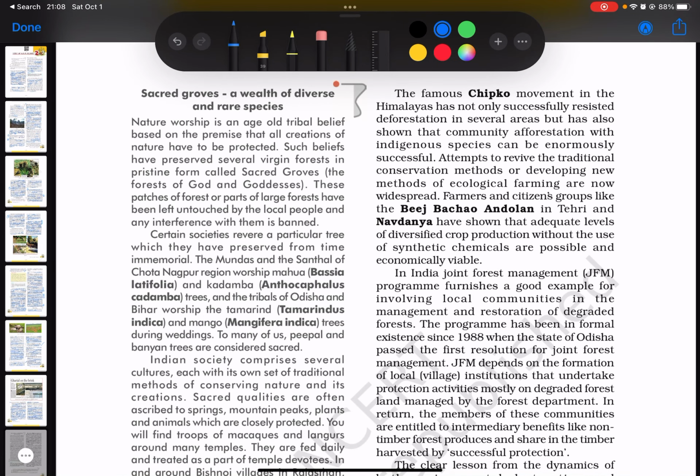Now let us look at the snippet about sacred groves, which is a wealth of diverse and rare species. So nature worship is an age-old tribal belief based on the premise that all creations in the nature have to be protected. Such beliefs have preserved several virgin forests in the pristine form called sacred groves, the forests of god and goddesses. These patches of forests or parts of large forest have been left untouched by the local people, and any interference with them is banned.